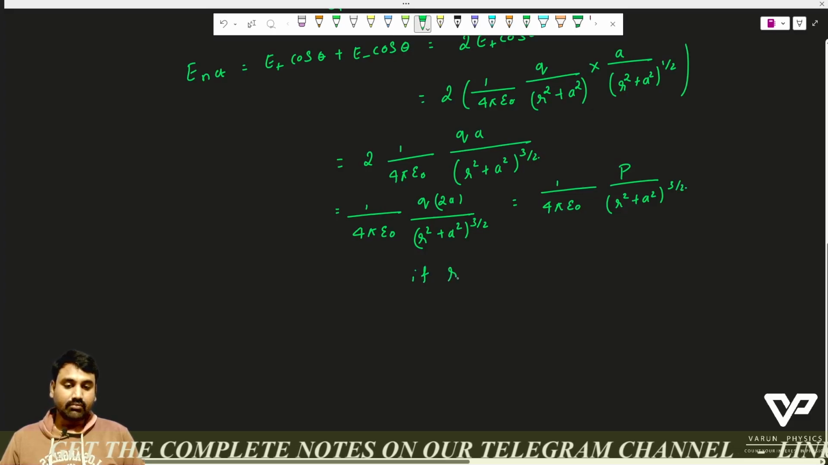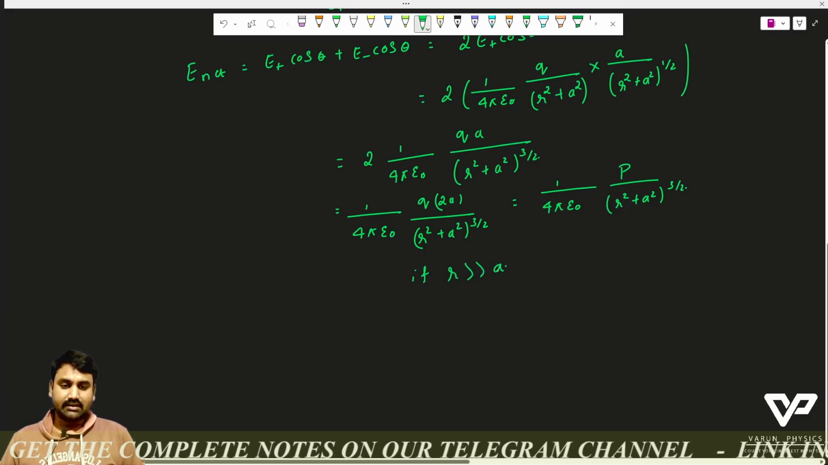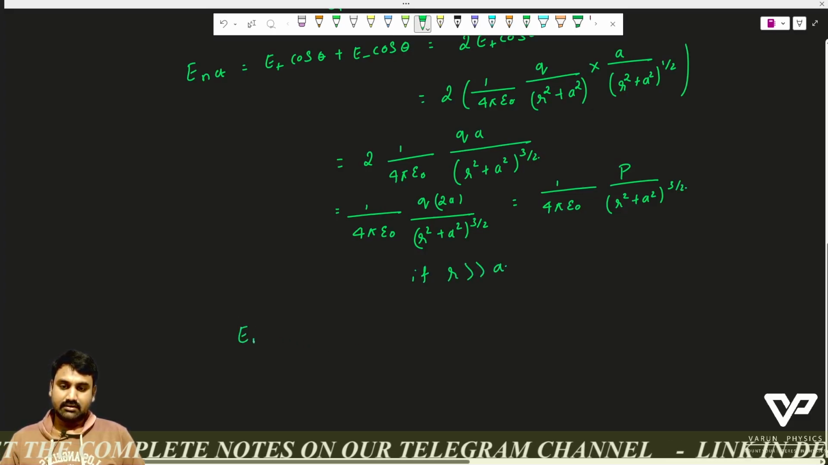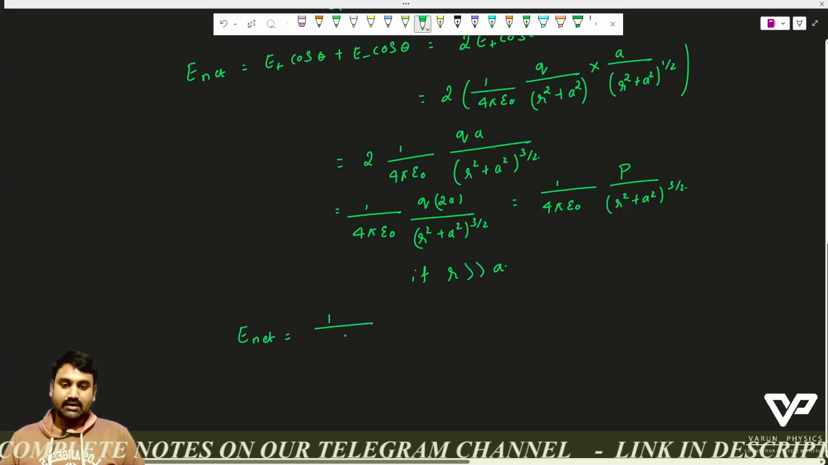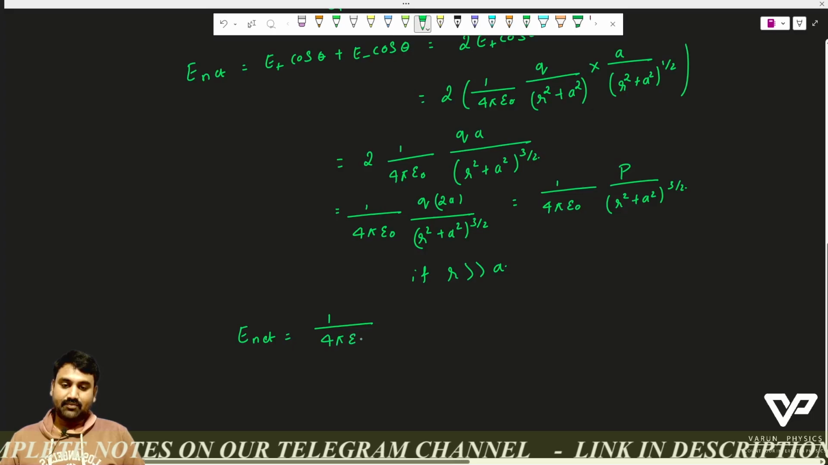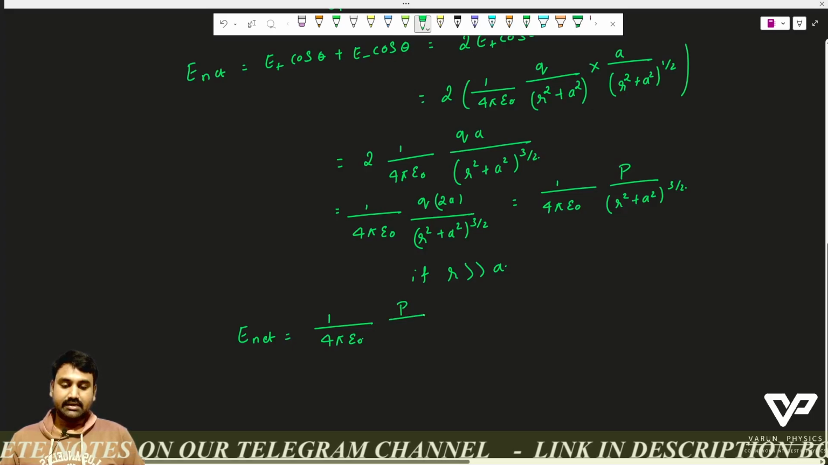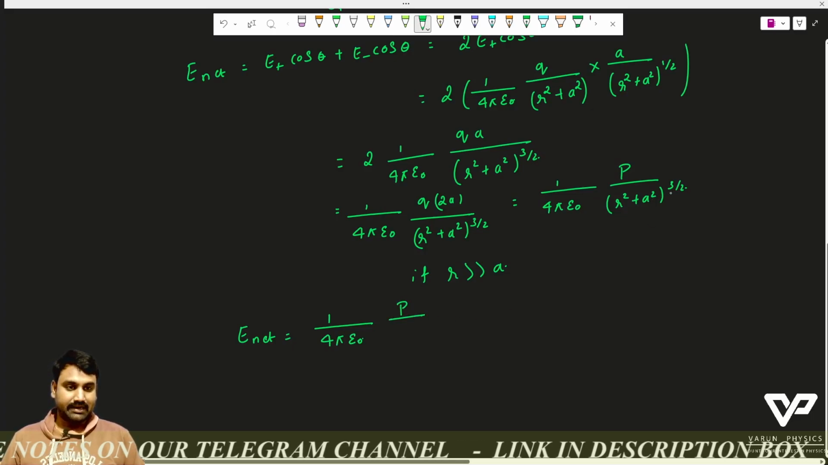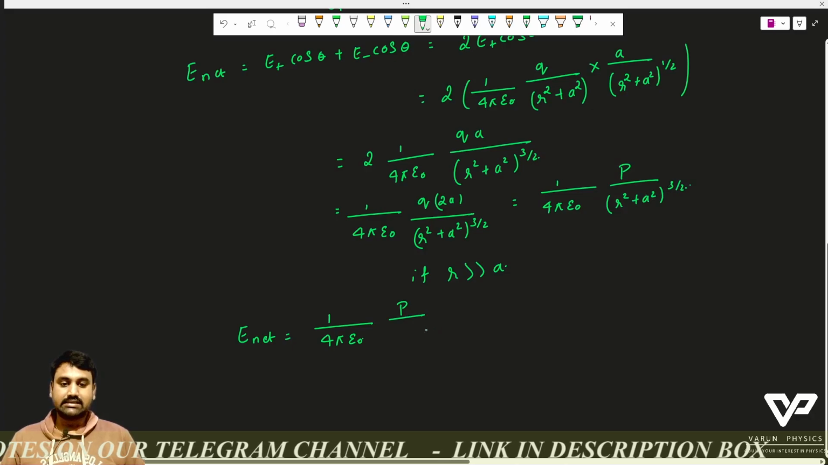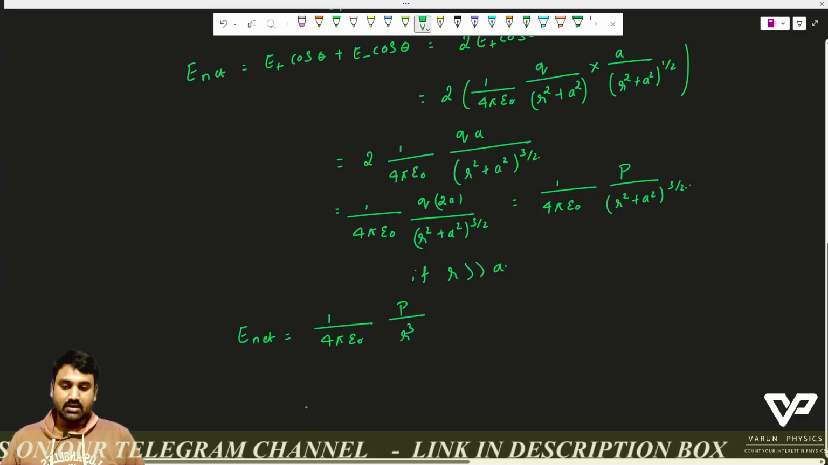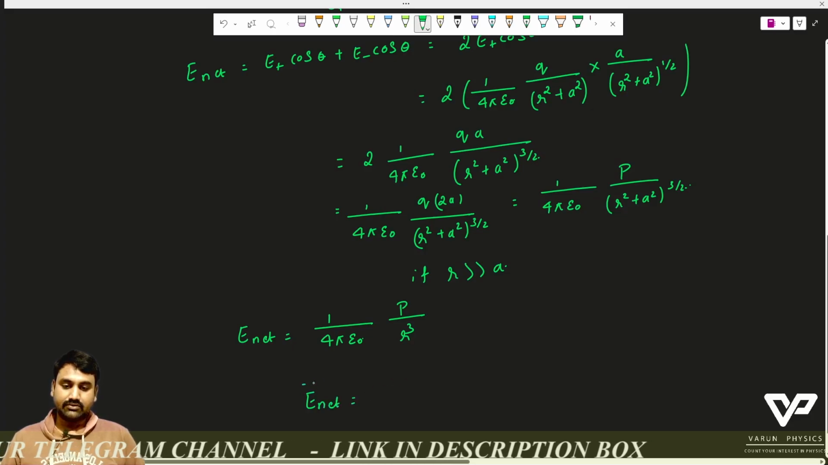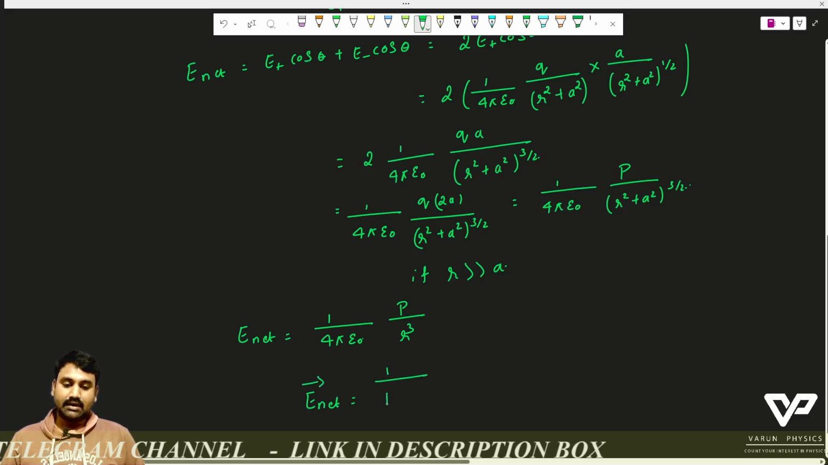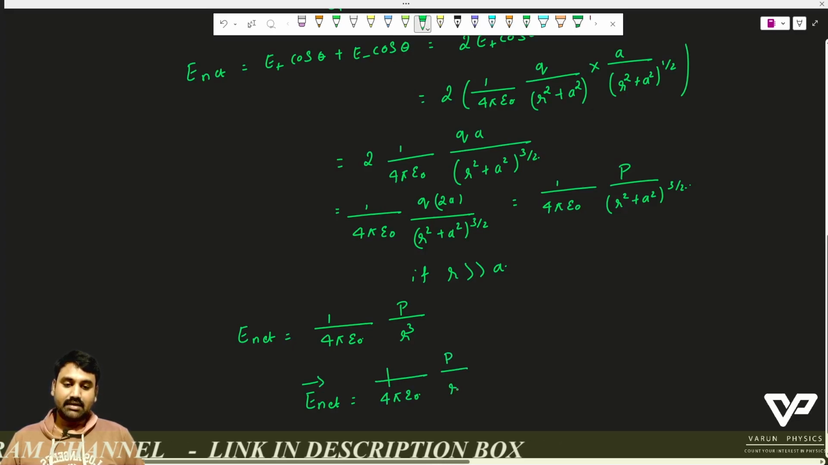If r is very much greater than a, then E net is equal to 1 divided by 4 pi epsilon naught p divided by, a can be neglected, the square and root get cancelled, and we are left with r cube. If you write the same thing in vector form, E net is equal to vector 1 by 4 pi epsilon naught p divided by r cube.